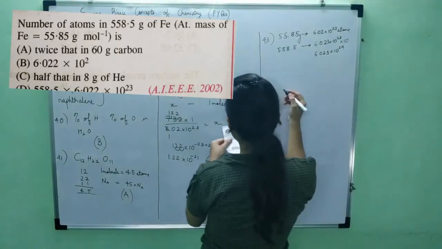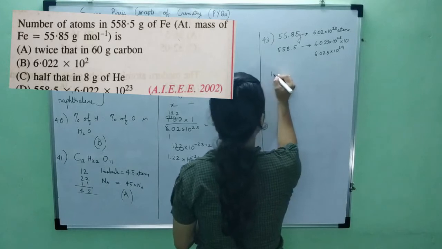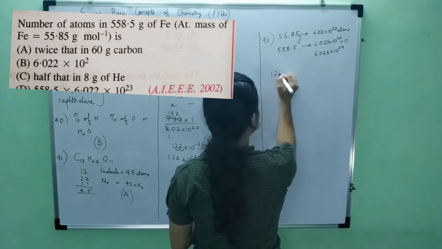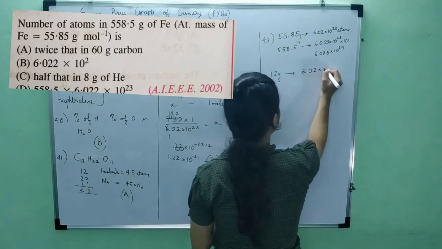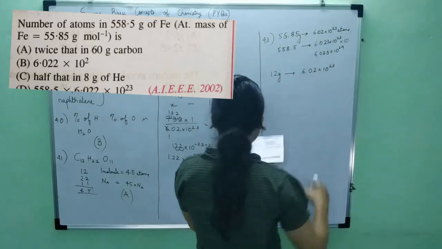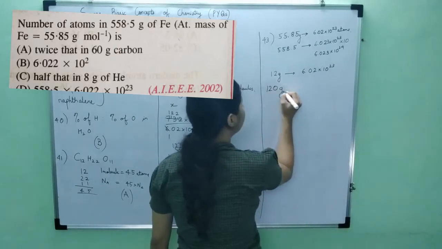Now the first is twice that in 60 gram carbon. Now what will be 60 gram carbon? So 12 gram carbon contains how much? 6.02 into 10 to the power 23. So twice of 60 gram is what? 120 gram. So how much would 120 gram contain?